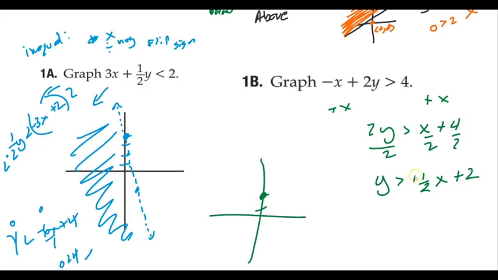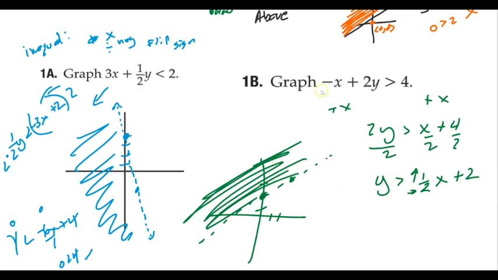Plus 2. We're going to go up and over 2. Up 1, over 2. No solid lines, use a dashed one. It's in proper notation, so I can just go, okay, greater than means above. Now you pick a test point. You can pick any test point. I've been picking a lot of 0, 0.